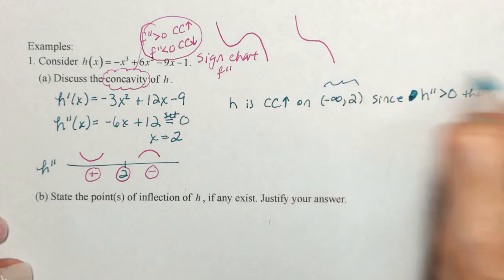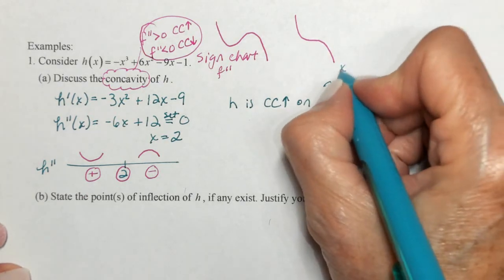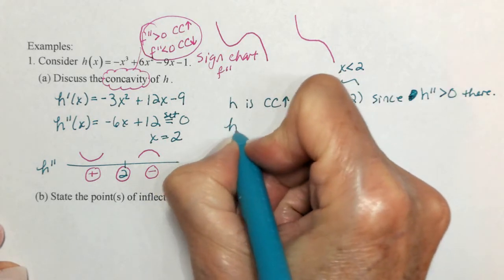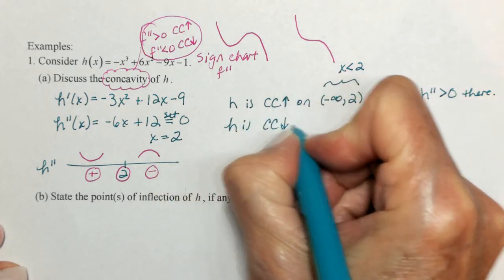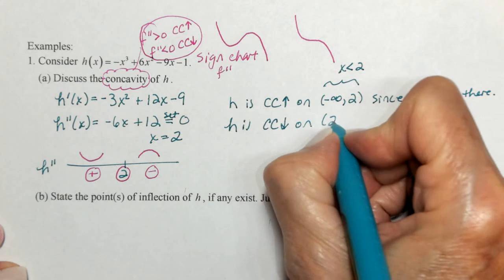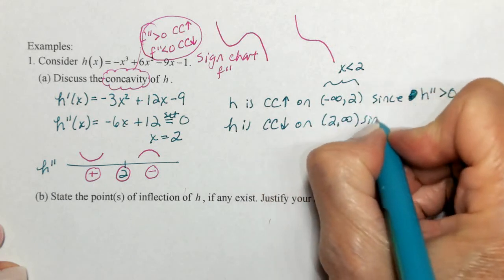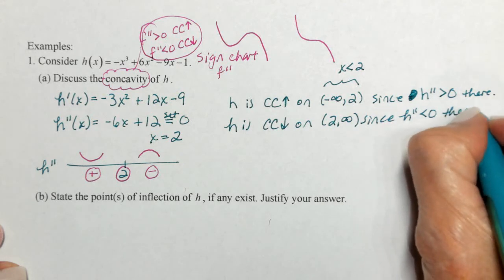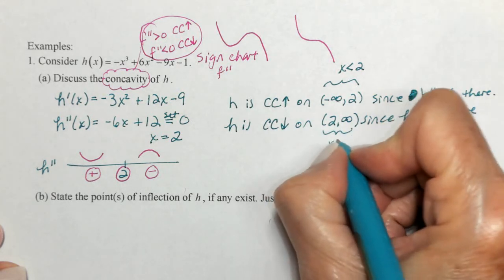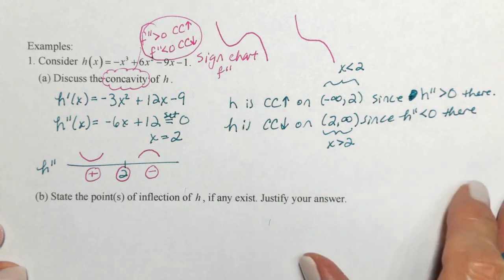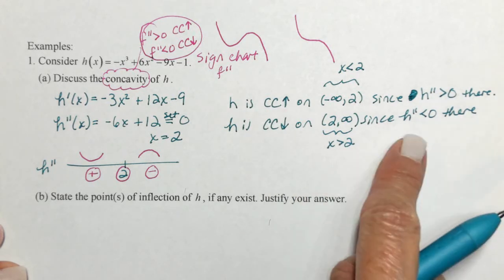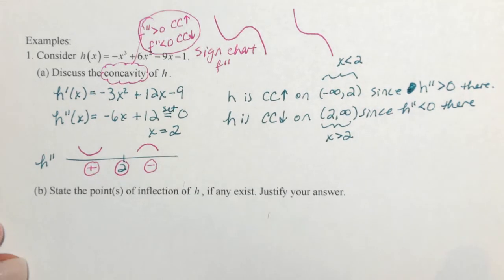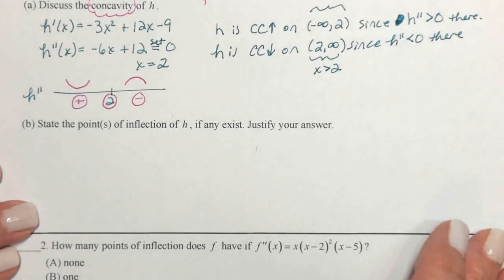Another way you could say negative infinity to 2 is just to say x is less than 2. Right? H is concave down on 2 to infinity, since H double prime is negative there. And of course here you could just say x is greater than 2. Alrighty? So we did that. We discussed the concavity of H, and we gave our reasons why.